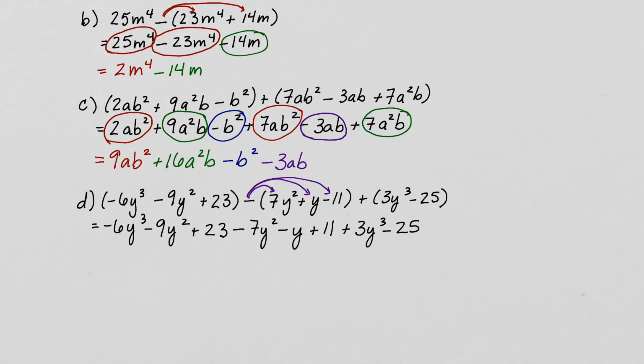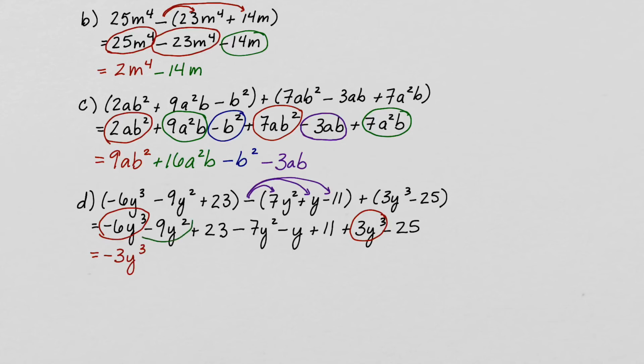And now I'm going to go through and try to find the like terms. The first thing I'm going to look for are all the y cubes. So here's a y cube, and there's only one other y cube. It's over here towards the end. If I combine those two y cubes together, I have minus 6 of them and then a positive 3 of them, so it would give me minus 3y cubed.